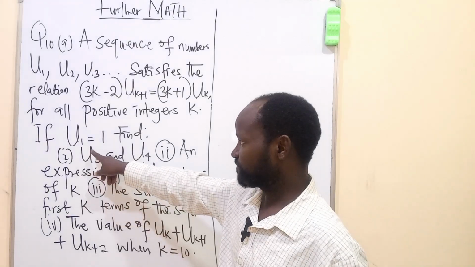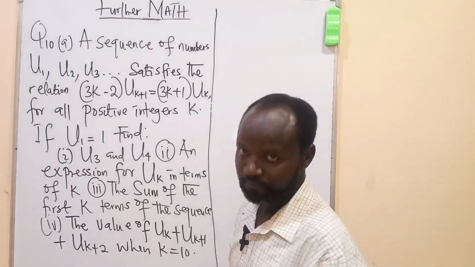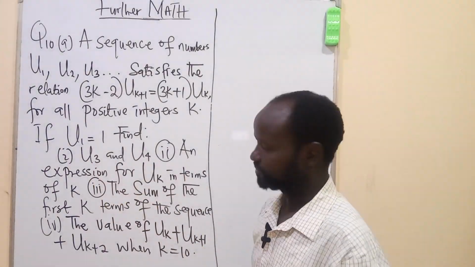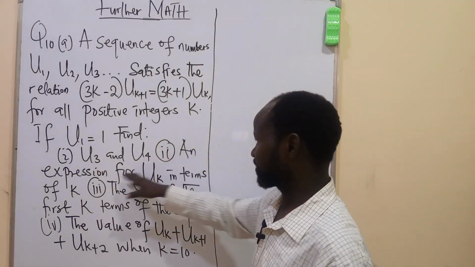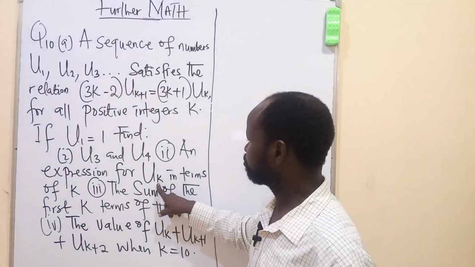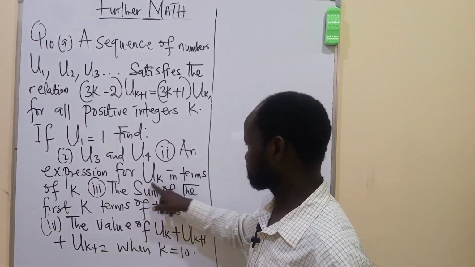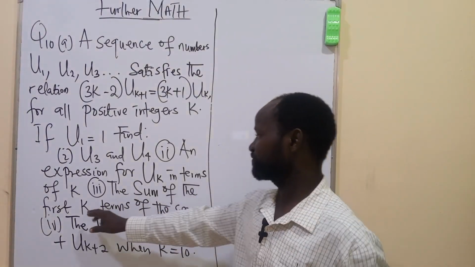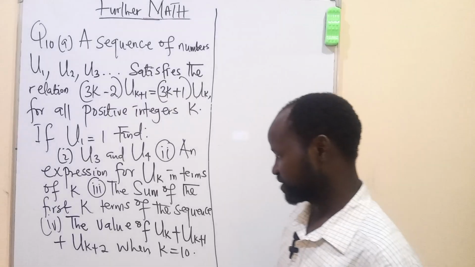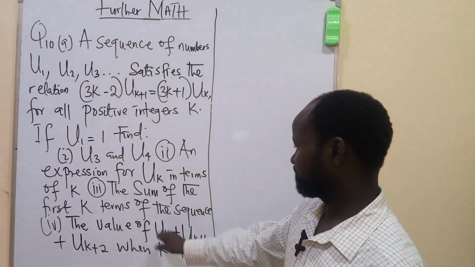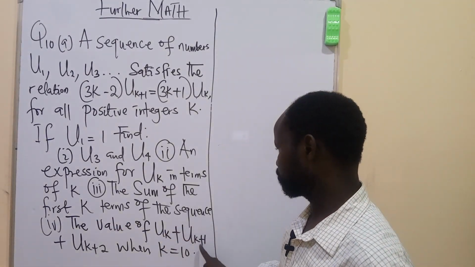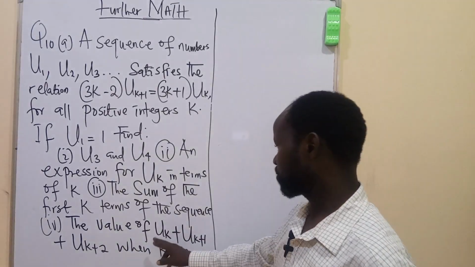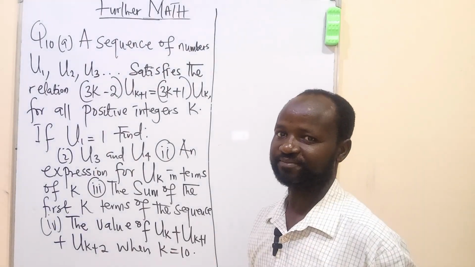We are given that the first term, u1, is equal to 1. We are asked to find, Roman numeral 1, the third term and the fourth term, respectively. Roman numeral 2, an expression for the kth term in terms of k. Roman numeral 3, the sum of the first k terms of the sequence. Roman numeral 4, the value of u(k) plus u(k+1) plus u(k+2) when k is equal to 10.